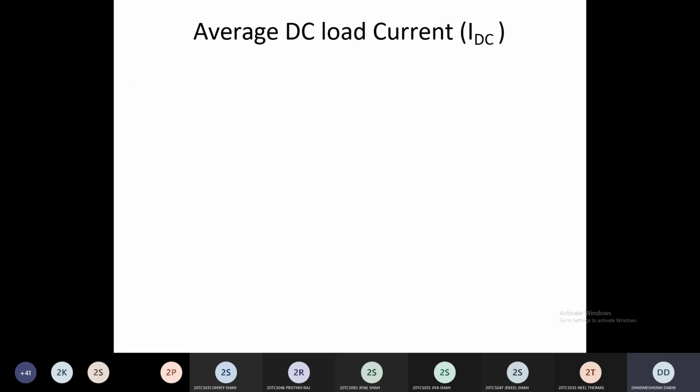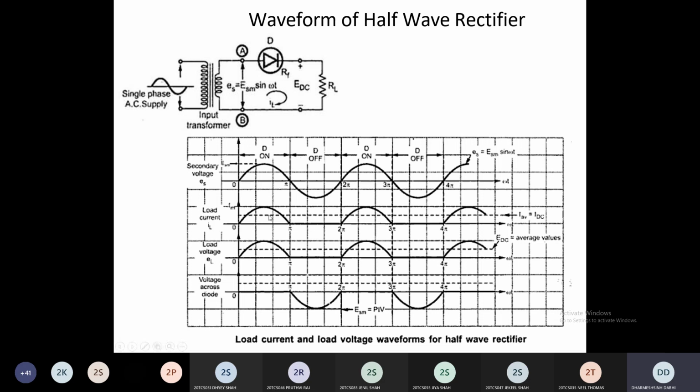Now let's see the other terms, like average DC load voltage or DC load current. How to derive the equation for the average DC current from this half wave rectifier circuit. As we see in the waveform, you get the load current IL only during the positive half cycle, 0 to pi, and for pi to 2 pi you get zero load current. In the first half cycle, your load current is the same as your supply. Suppose the supply current is i equal to Im sin omega t. So your load current is also Im sin omega t. Clear? But in the next half cycle, between pi to 2 pi, it is 0.